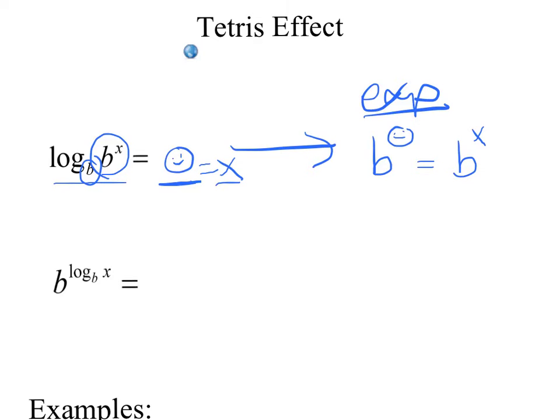Now where does x come from? x is the exponent. What's happening is, if the base of your logarithm and the base of your exponent are the same, your answer is the exponent.